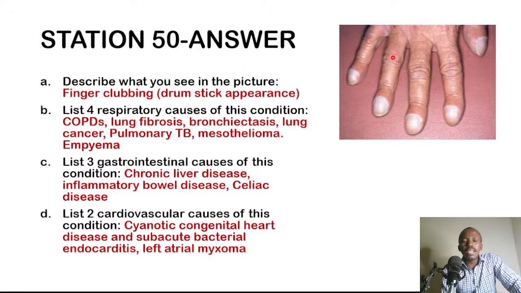So the respiratory causes are many. So you have things like COPDs, lung fibrosis, bronchiectasis, lung cancers, pulmonary TB, mesotheliomas, even empyema. Think anything that can lead to hypoxia. Then of course the gastrointestinal causes: chronic liver disease, inflammatory bowel disease, even celiac disease. And then of course your cardiovascular diseases like your cyanotic congenital heart diseases, your subacute bacterial endocarditis, even your left atrial myxomas.